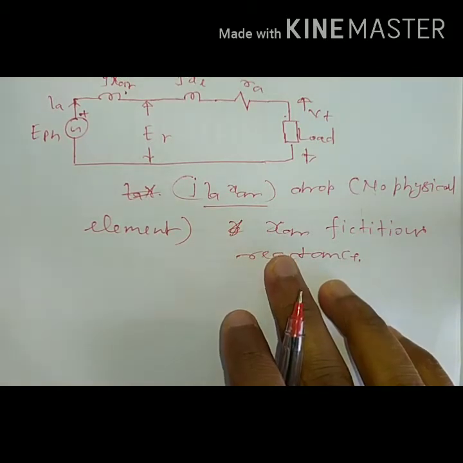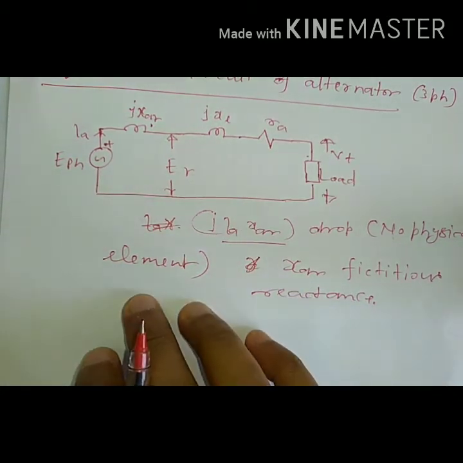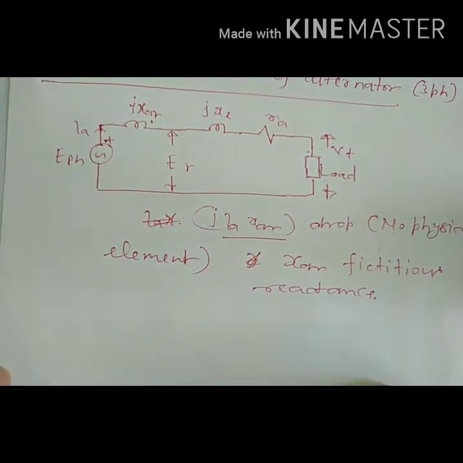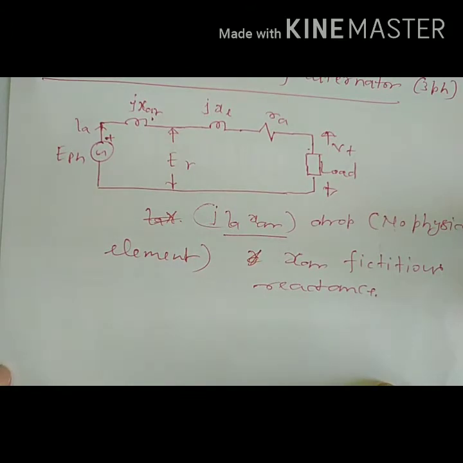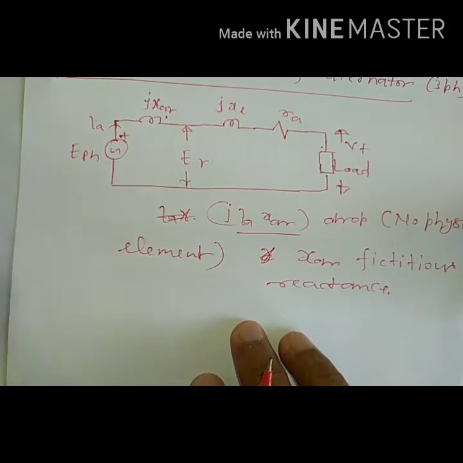There is a decrement in terminal voltage due to armature current when armature current is not zero, because when armature current is not zero, armature flux will be there, and armature flux will affect the field flux, and due to this disturbance, the resultant flux will be affected and EMF will also be affected. But it is not happening across any physical element. That's why this reactance is known as fictitious reactance.